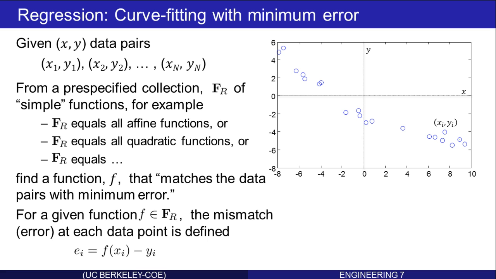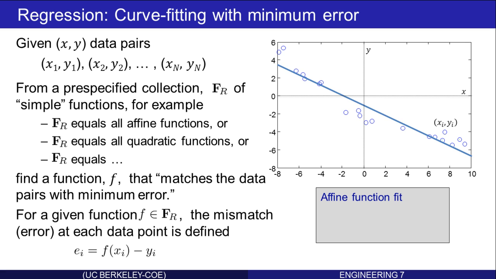Now, for a given function from the function class, the mismatch or the error at each data point is simply the function's value at xi minus the corresponding value yi. Let's try an affine function fit to this data. There's a straight line that approximately fits the data, and let's mark some of those errors. Remember that the errors are the difference between the function's value and the actual data point's y value. There's an error, there's an error, there's an error, there's an error, and there's another error.